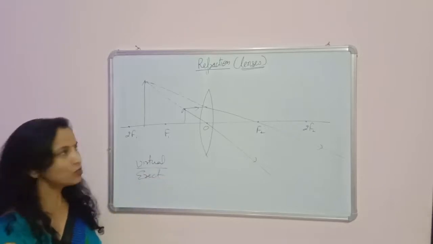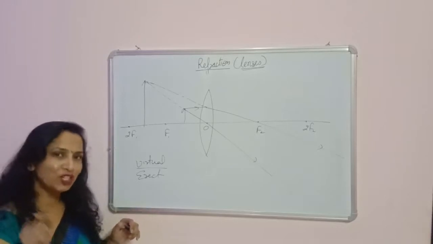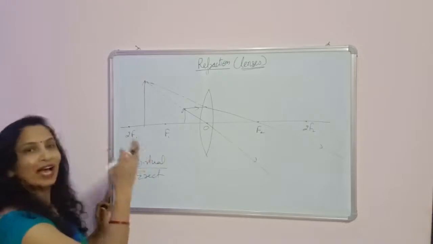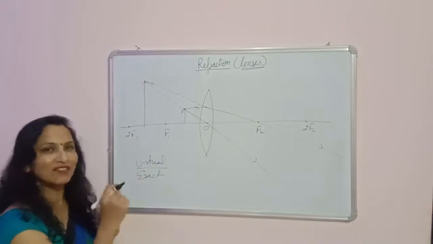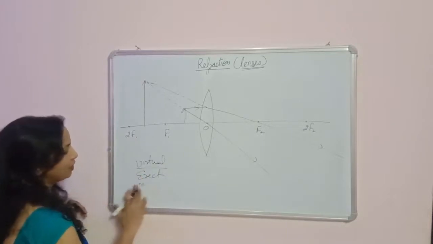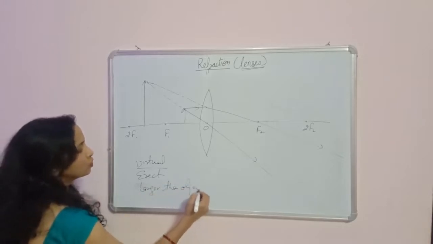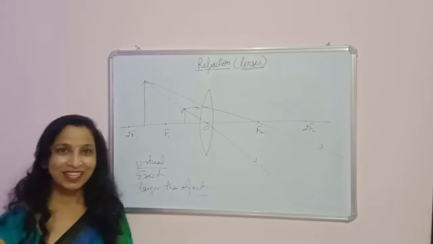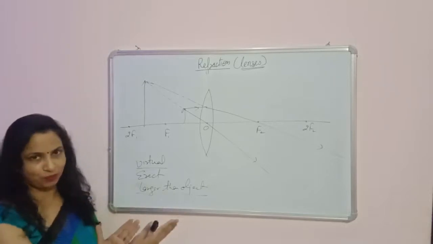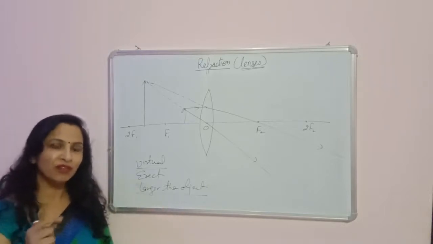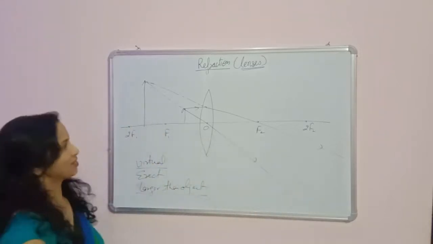it is erect and virtual. It is very easy to learn that the only condition where the lens forms a virtual image is when we place the object in between F and O. So this is virtual and erect, and the image is magnified, or we can say larger than the object. So this is the nature of the image. This is the second last condition, in which we place the object between F and O. This is a special condition where the lens forms a virtual, erect and enlarged image. Now the last condition is.